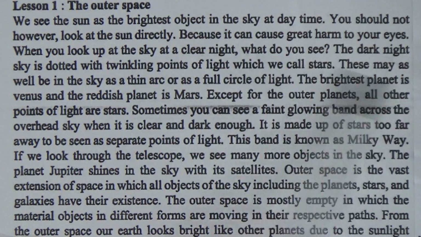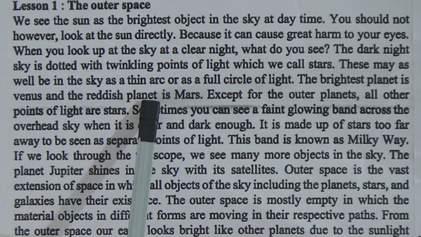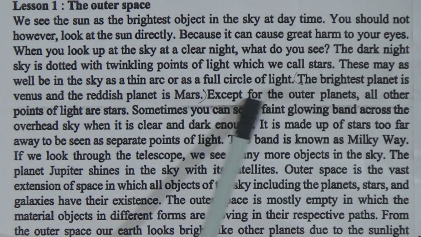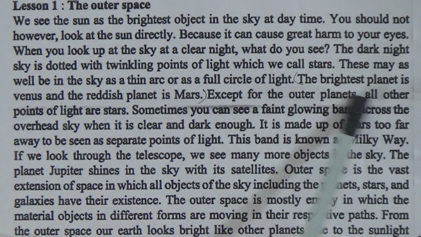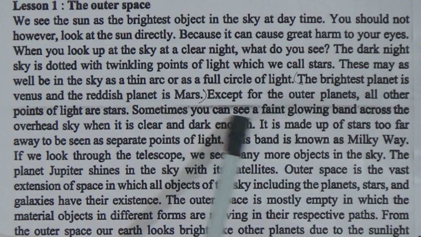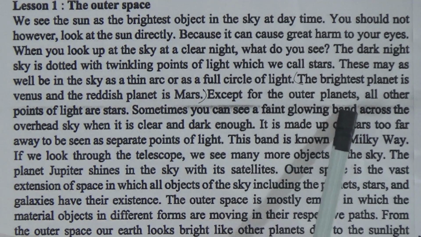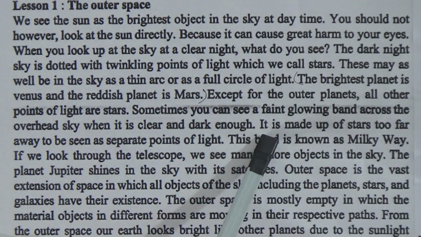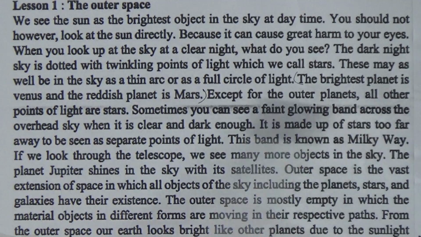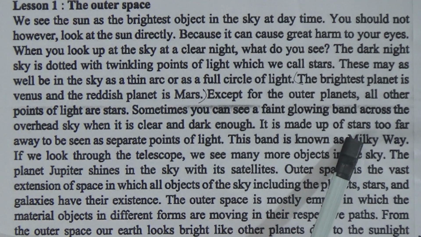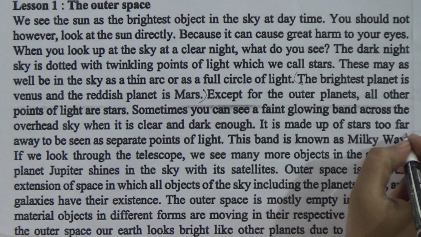The brightest planet is Venus and the reddish planet is Mars. Dear students, mark this line because this is so important for your MCQ. Except for the outer planets, all other points of light are stars. Sometimes you can see a faint glowing band across the overhead sky when it is clear and dark enough. It is made up of stars too far away to be seen as separate points of light. This band is known as the Milky Way. Underline this part.